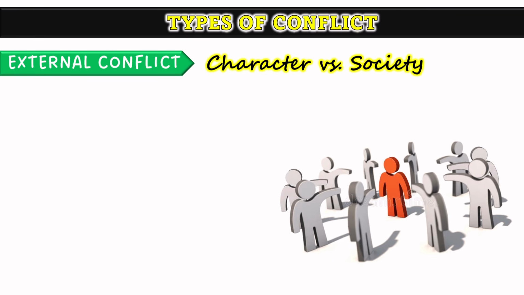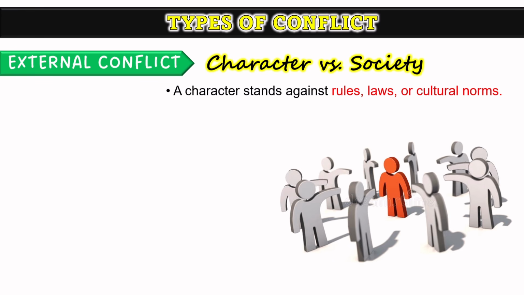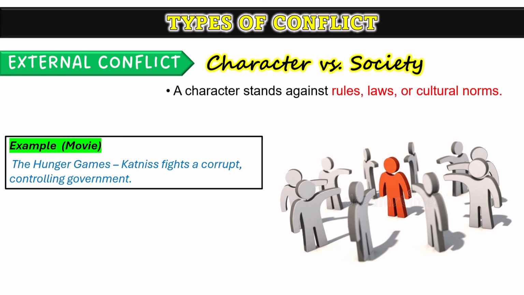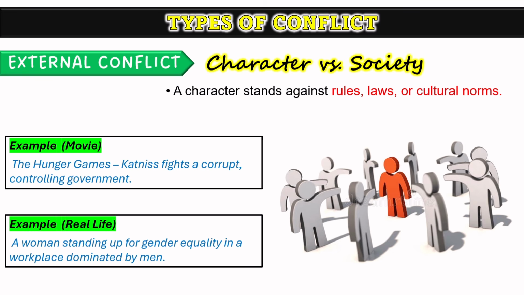Character versus society. It is a conflict in which a character stands against rules, laws, or cultural norms. For example, the movie The Hunger Games, wherein Katniss fights a corrupt, controlling government. In real life, an example of this is a woman standing up for gender equality in a workplace dominated by men.